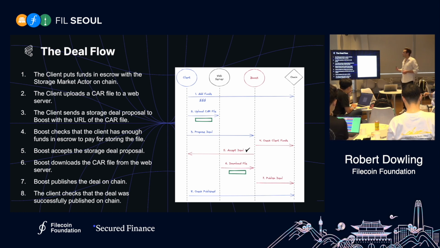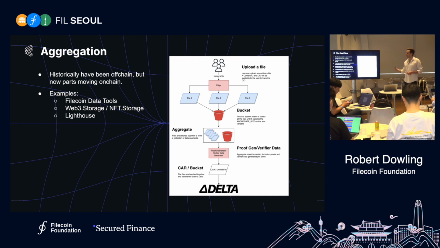The client sends a storage deal proposal to Boost. Boost is the software that the storage providers run to pick up deals. Right? You guys run Boost? Yeah, perfect. Boost will check that the client has enough funds in escrow to pay for storing the file. Boost will accept the storage deal proposal. It then downloads the CAR file from the web server, publishes the deal on chain, and the client can check that the deal was successfully published on chain.